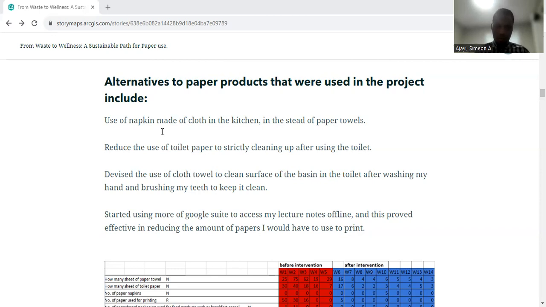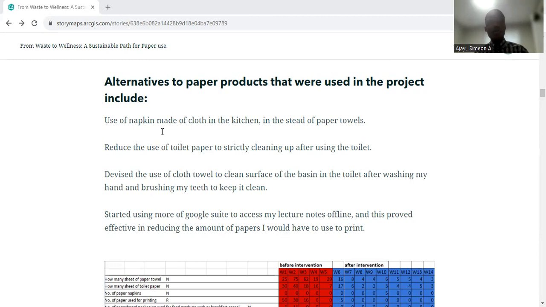I noticed that a big chunk of my paper use came from the paper towels I use in the kitchen. I use paper towels to clean the surface of the sink, the surface of the cooker, my plates, my kitchen utensils, and so on. This was really contributing to the amount of paper towel waste I was generating, so instead of this, I used cloth napkins.